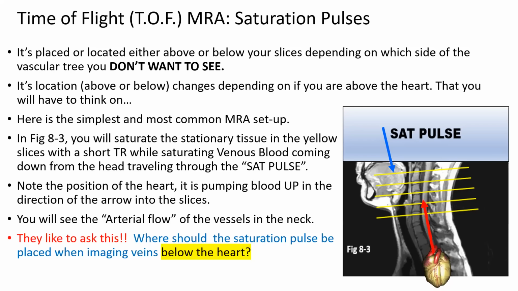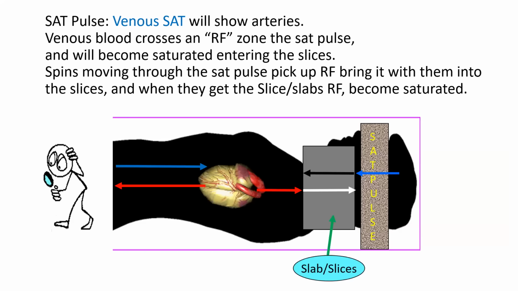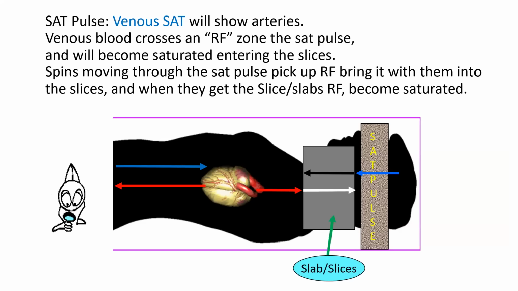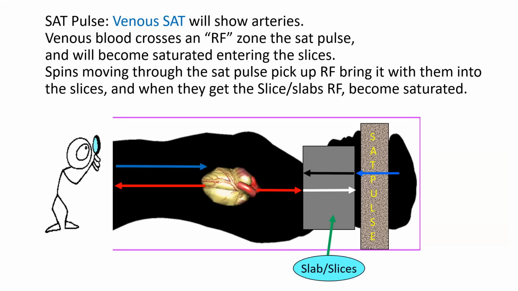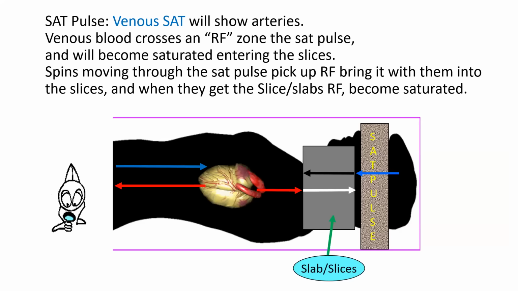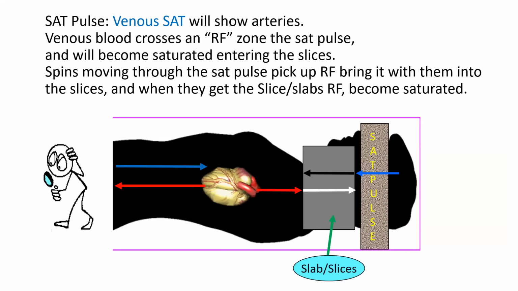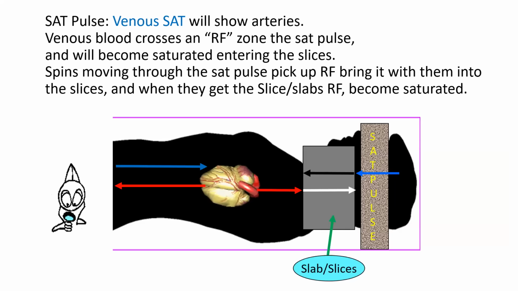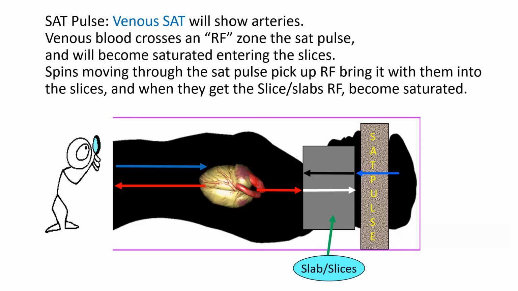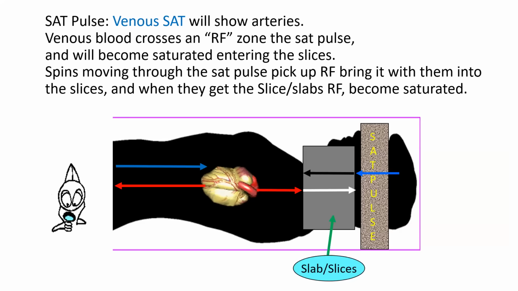Hopefully you said below your slices, because you want to take out venous blood. They like to ask this kind of question, okay? Right here, there's the heart beating away. Arterial blood is going to the head. Arterial blood is going to the feet. You want to do a venous SAT to show the artery. So you just got to think logically, guys: which way is my blood flowing? I bet you any money they're going to ask this question, because they did on my registry, and that was a long time ago.